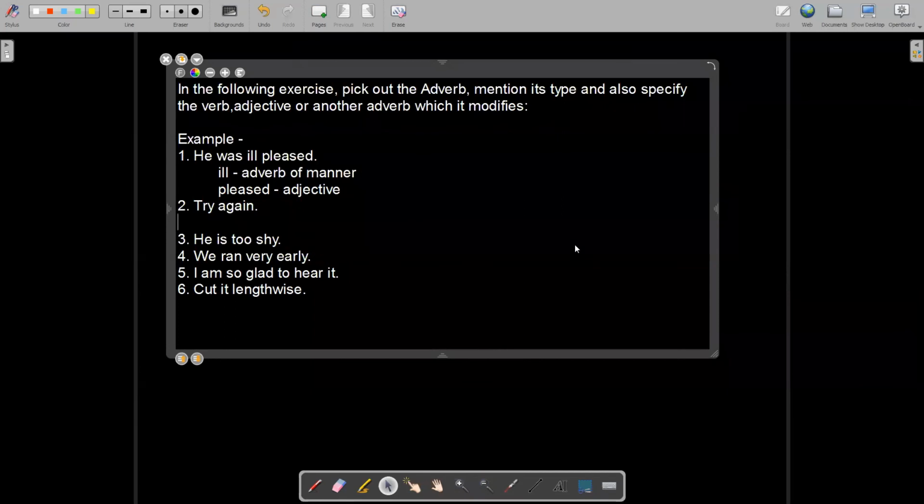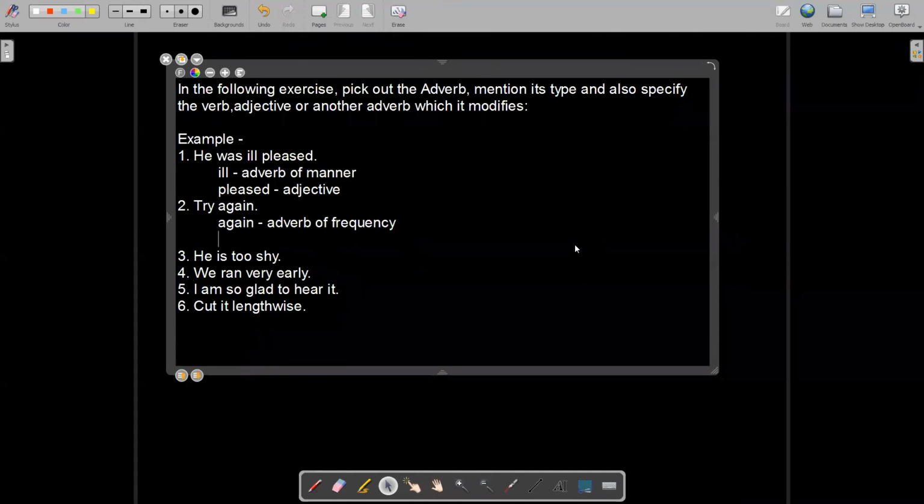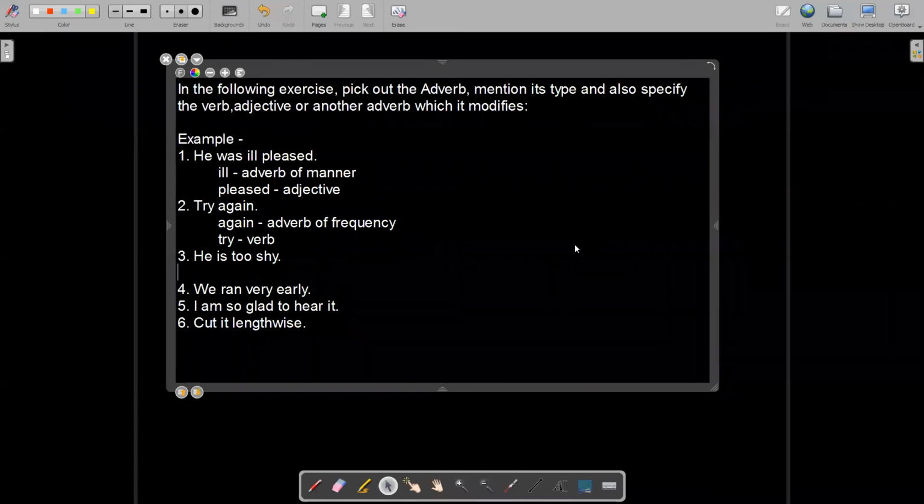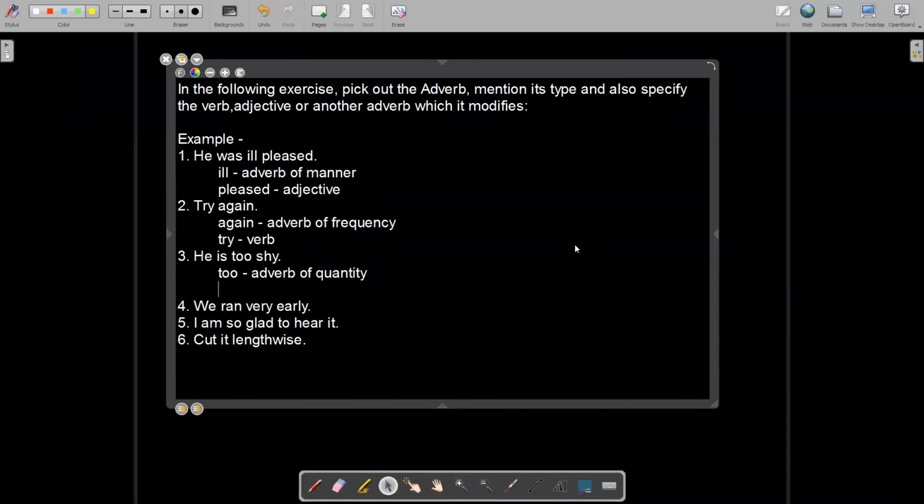Next one is try again. So again is the adverb, and it is adverb of frequency over here because it is saying try again. How many times? Again, right? So it is modifying what? Try, and try is what? It is a verb. He is too shy. How shy? To what extent? So this is adverb of little shy, very shy, too shy. So this is adverb of quantity. Okay. And what is it modifying? Shy. Shy is what? It is adjective.